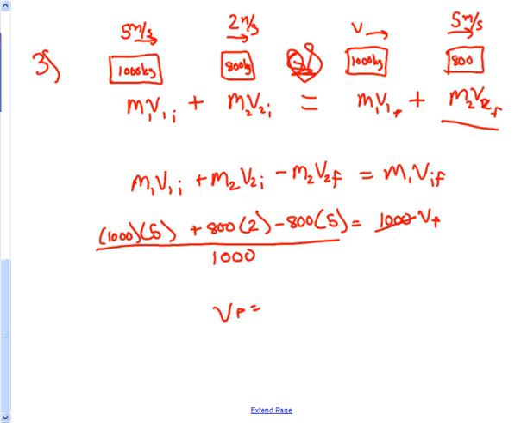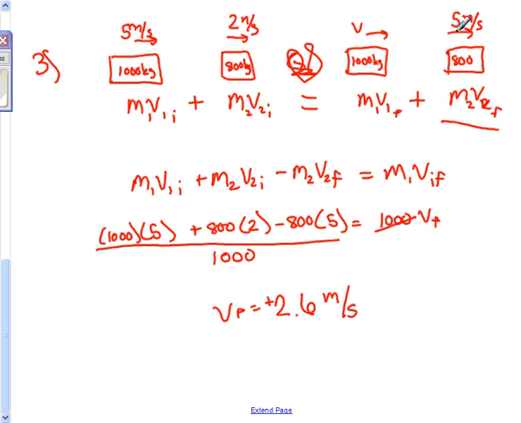So 1,000 times 5 plus 800 times 2 minus 800 times 5. Okay, whenever I plugged everything into the calculator, we got that it's 2.6 meters per second. Notice how this velocity came out to be a positive number, which means that we were correct in our judgment of the direction of this velocity.